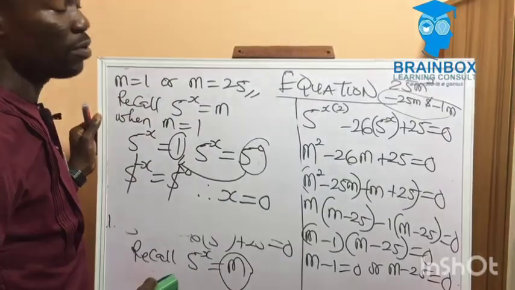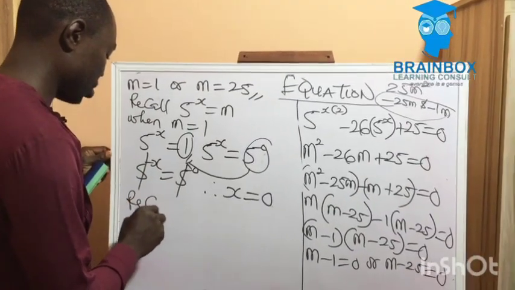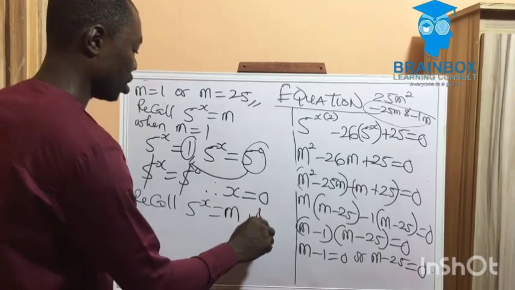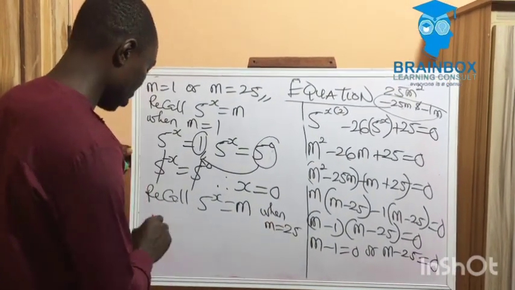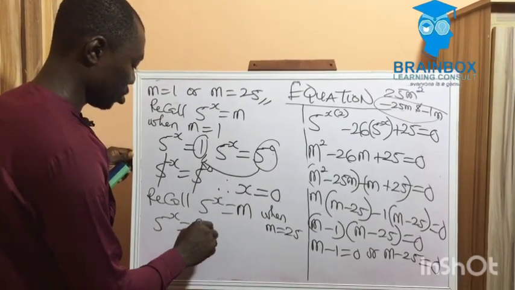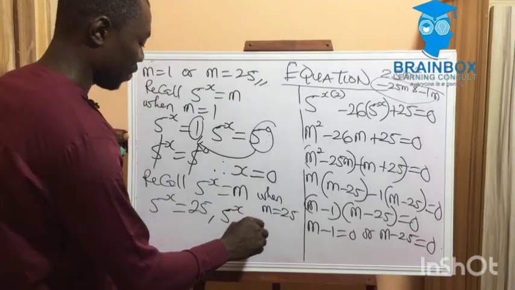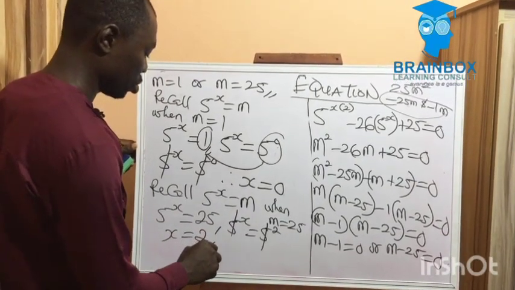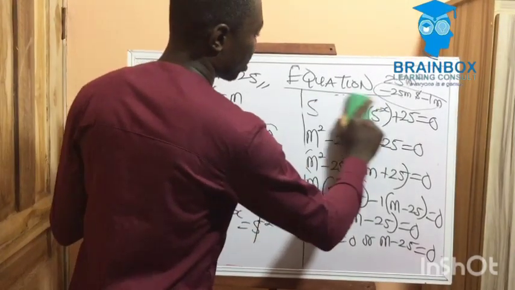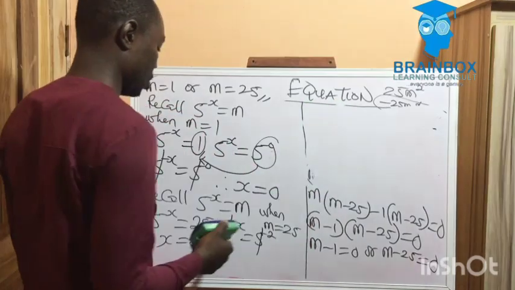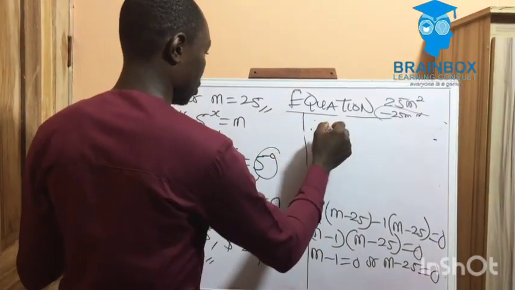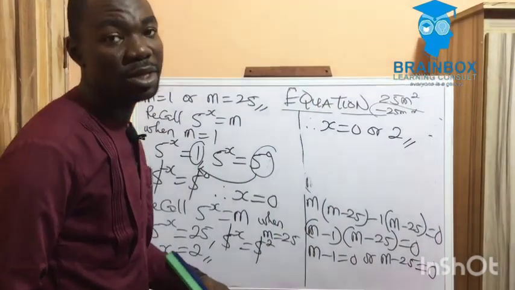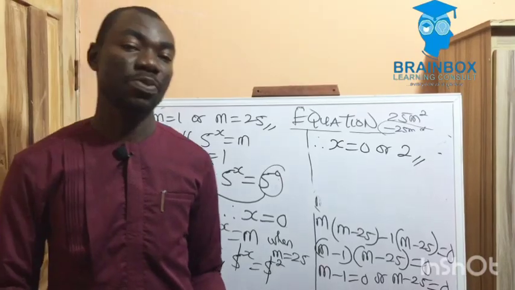So we are going to get the value for when m is 25. When m is equal to 25, that will be 5 raised to the power of x equals 25. 5 raised to the power of x, that will be 5 raised to the power of 2, which is 25. This strikes out, and we have x equal to 2. We can safely say that the values of x in example number 1 are x equals 0 or 2. If you follow this, you've been able to know how to solve an exponential equation.